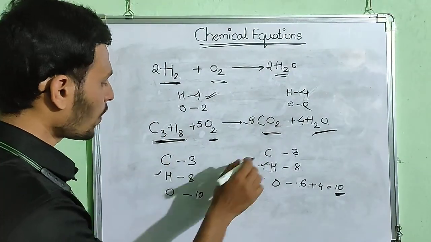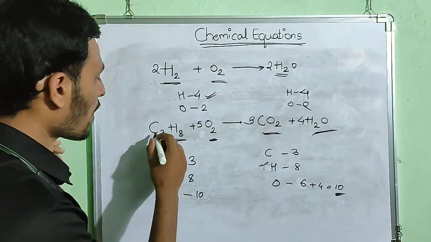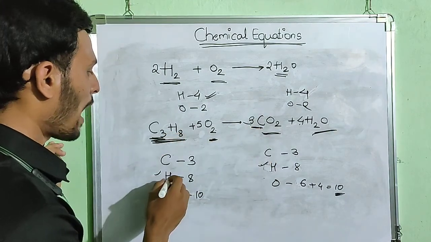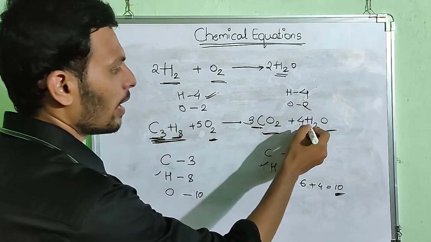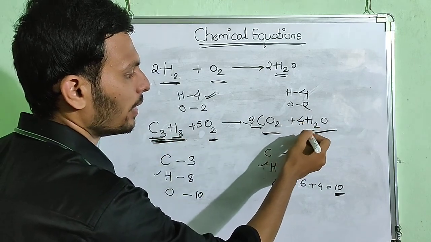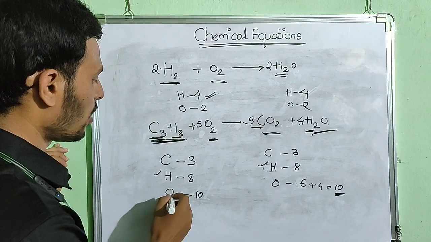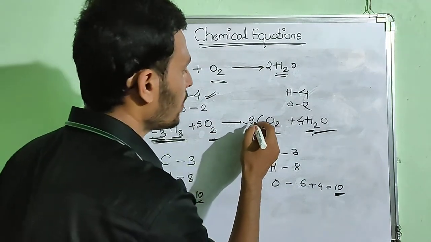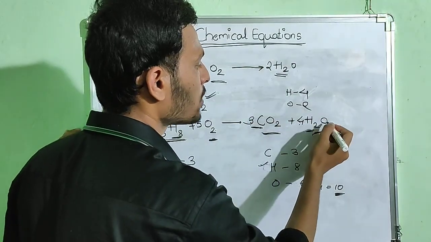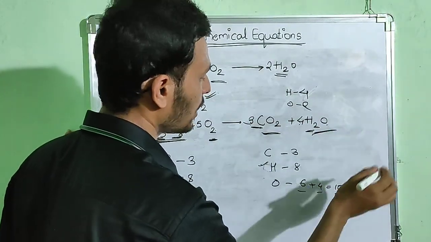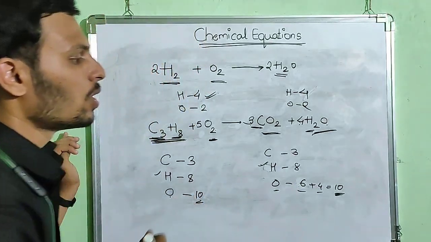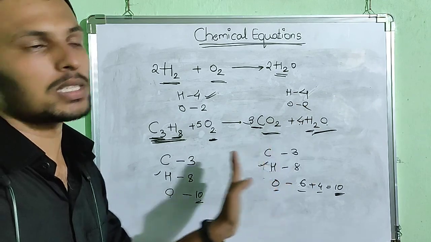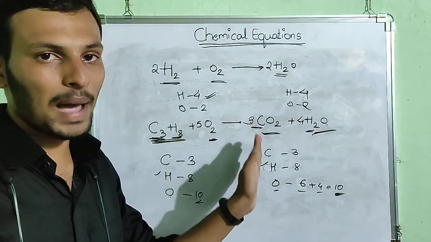So at final check, we have 3 carbons here and 3 carbons here. Hydrogen, 8 hydrogens here, 8 hydrogens here. 2 4s are 8. And when it comes to oxygen, 5 2s are 10 oxygen molecules, and here 3 2s are 6 plus 4 1s are 4, 6 plus 4, 10 oxygen molecules. So now I can say that this equation is perfectly balanced.